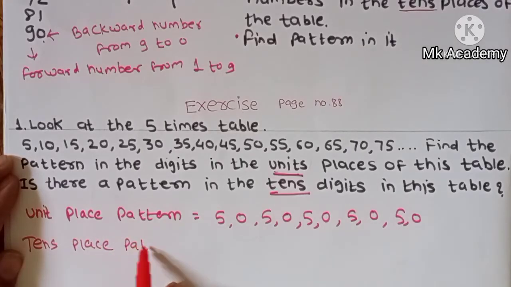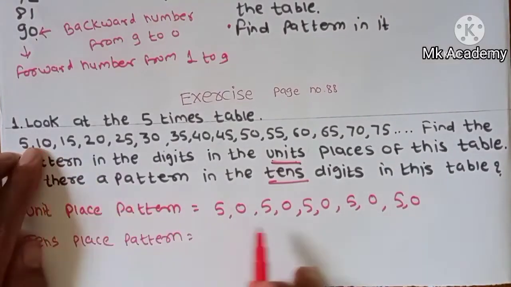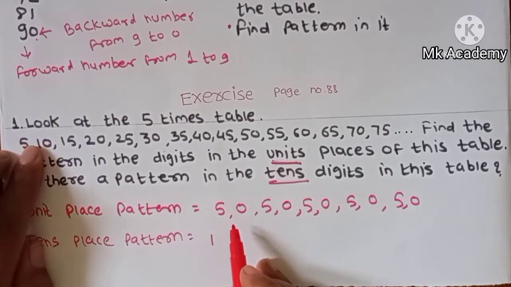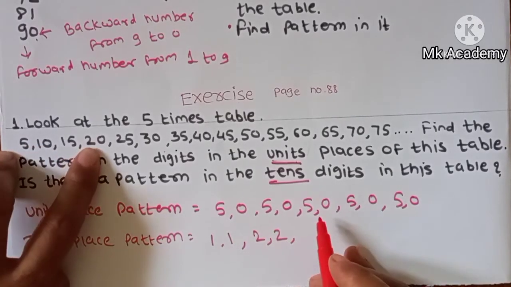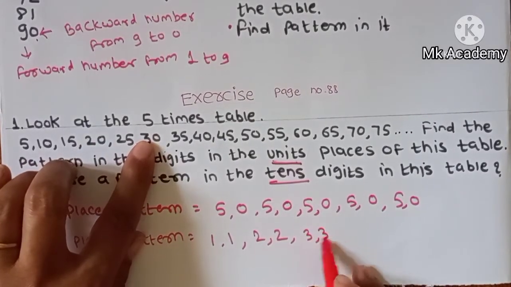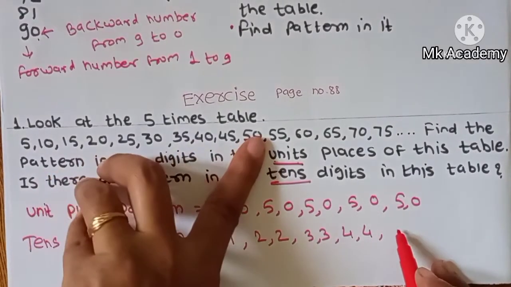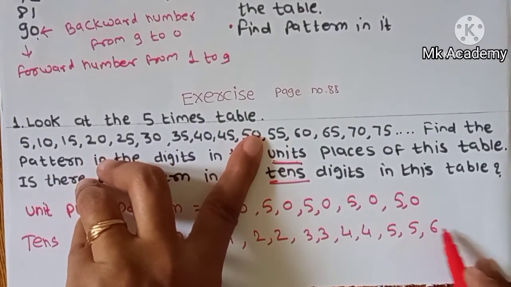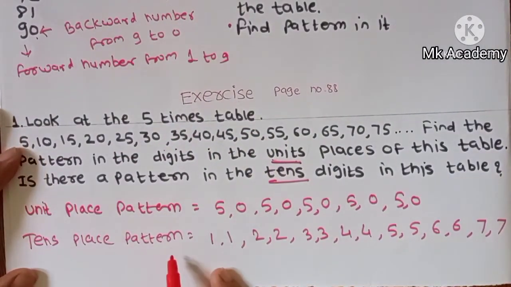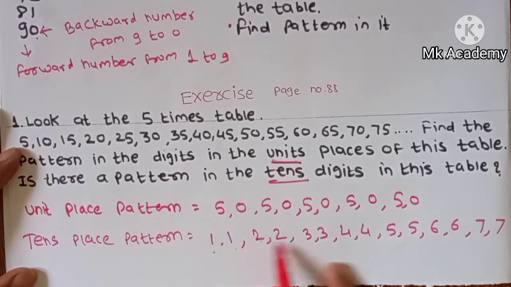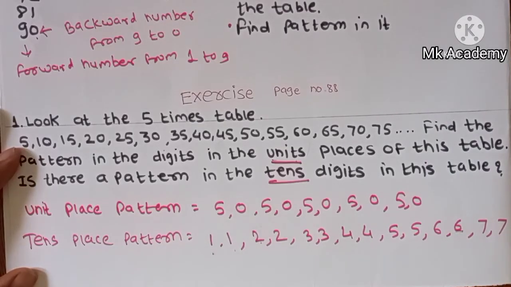Now in the tens place, pattern. Here in the tens place, first 1, 1, then 2, 2, then 3, 3, then 4, 4, 5, 5, 6, 6, 7, 7. Means at the tens place also there is a pattern. What is the pattern? 1 1, 2 2, 3 3, 4 4, 5 5, 6 6, 7 7, like this.